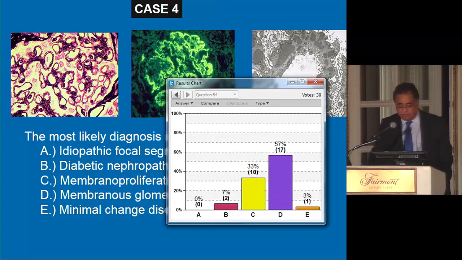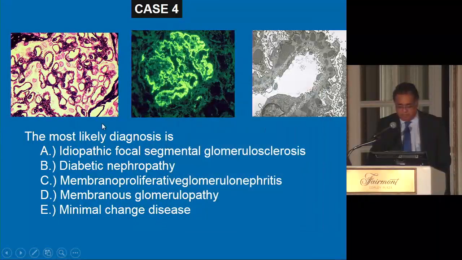Correct. D is correct. So most people, 57% of people got there. We're still the 31 people who are responding. We're not going to make any progress.